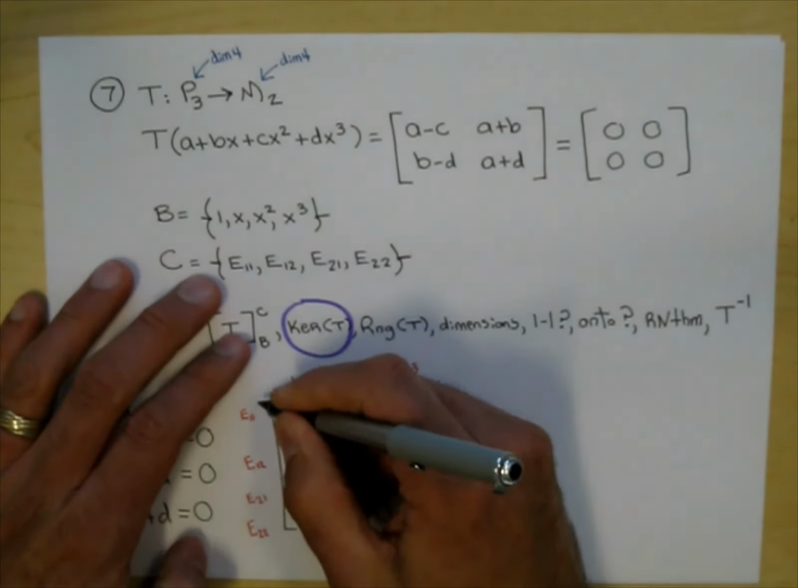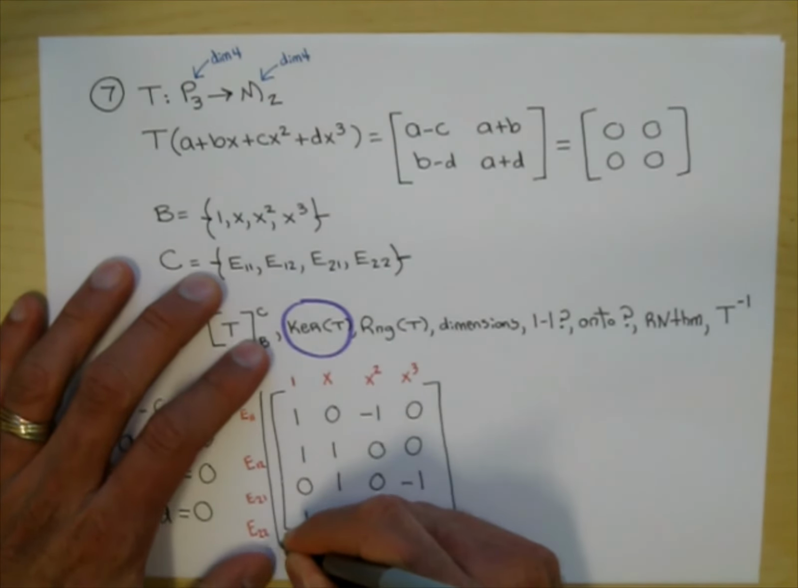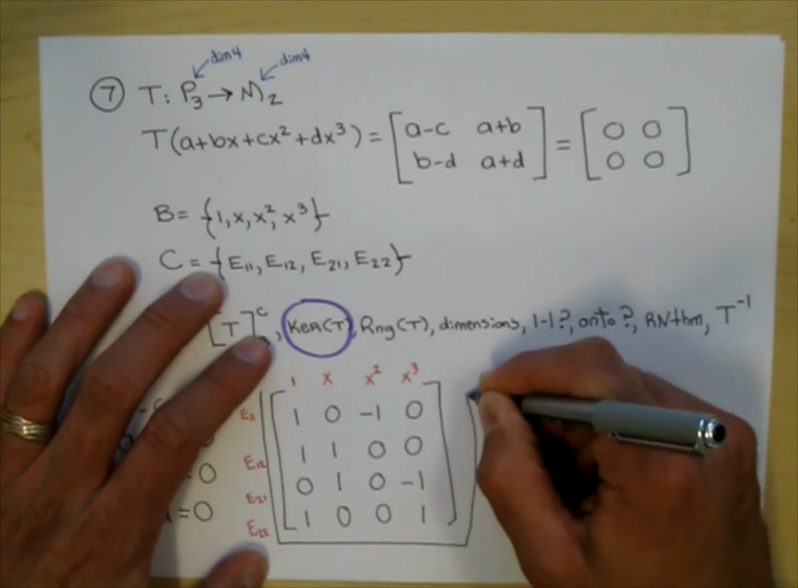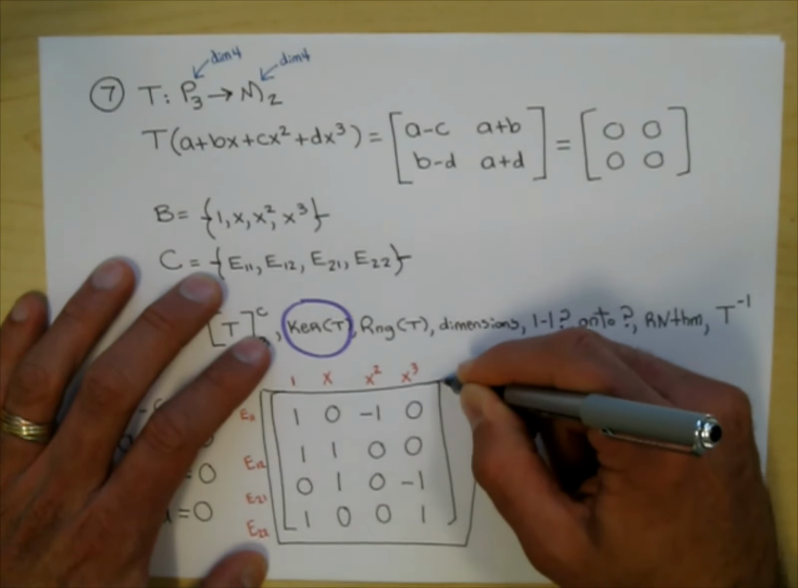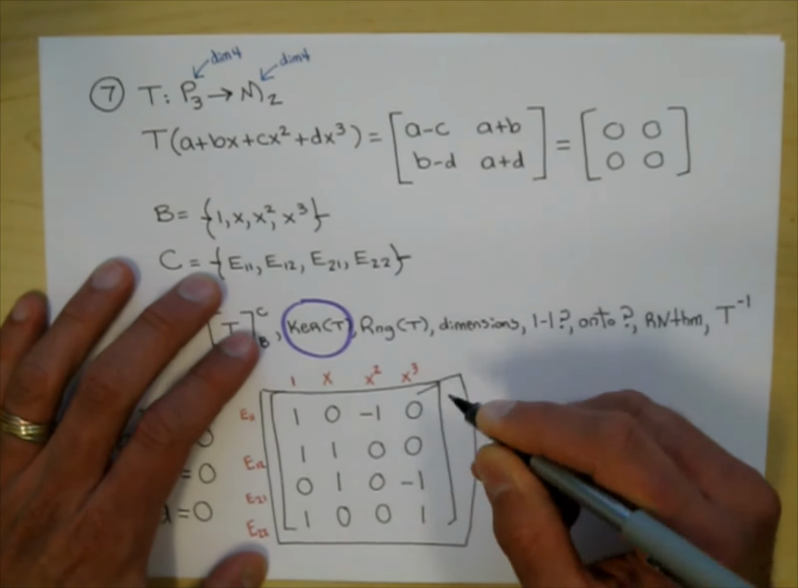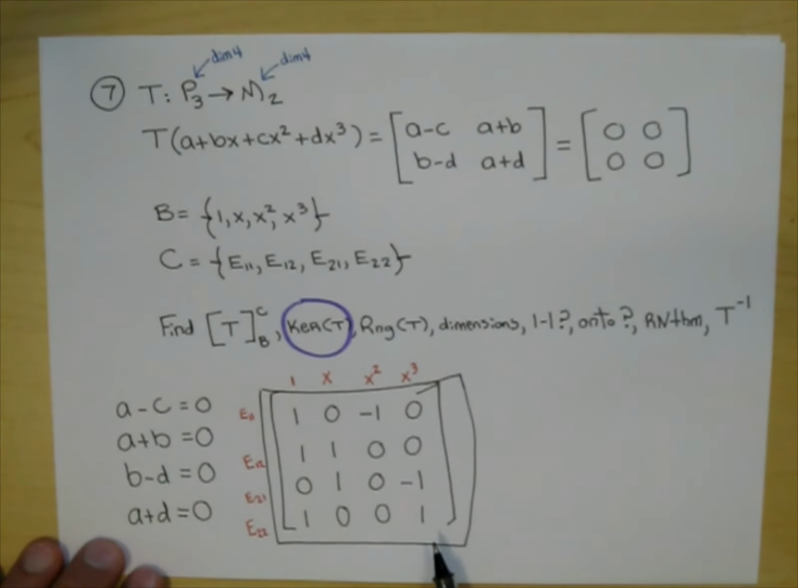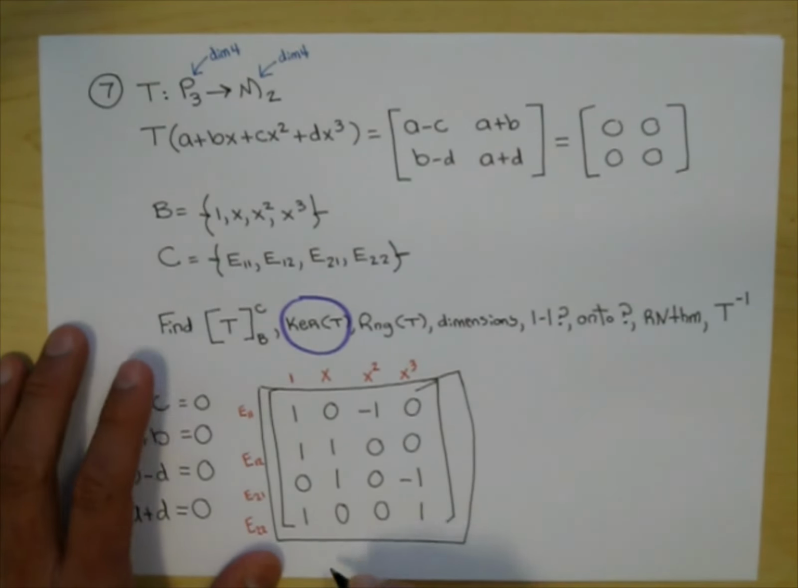This right here is your matrix. This is your matrix that we're looking for, the matrix of T relative to the ordered bases B and C. And so we can label it below. Here it is. I'll just go like this.